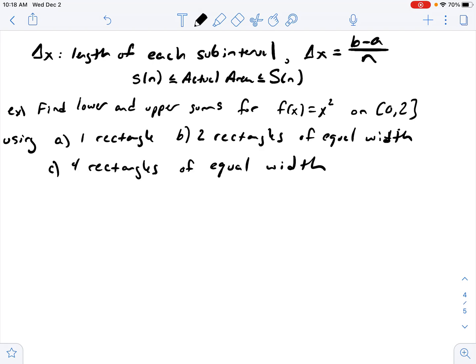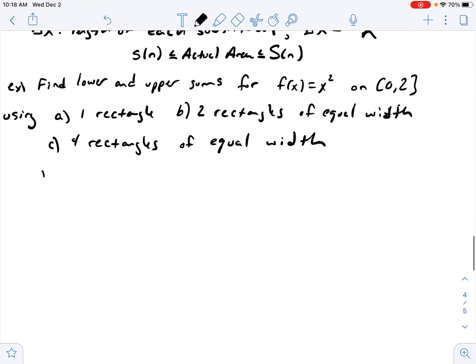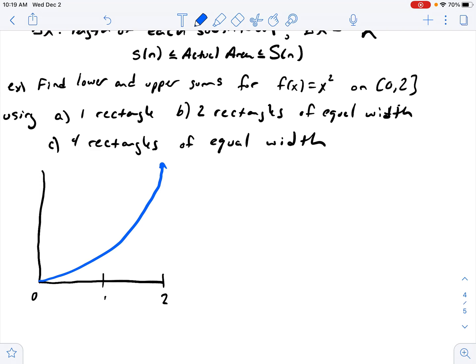Find the lower and upper sums for f of x equals x squared on the interval [0, 2] using one rectangle, two rectangles of equal width, and four rectangles of equal width. All right. So just to get a visual, here's what x squared is going to look like on the interval [0, 2]. Got a parabola coming up. Okay. And what's the y value at 2? If f of x is x squared, 2 squared, that would be up at 4, right? So let's do lower and upper sums. So I'm just going to draw it twice.